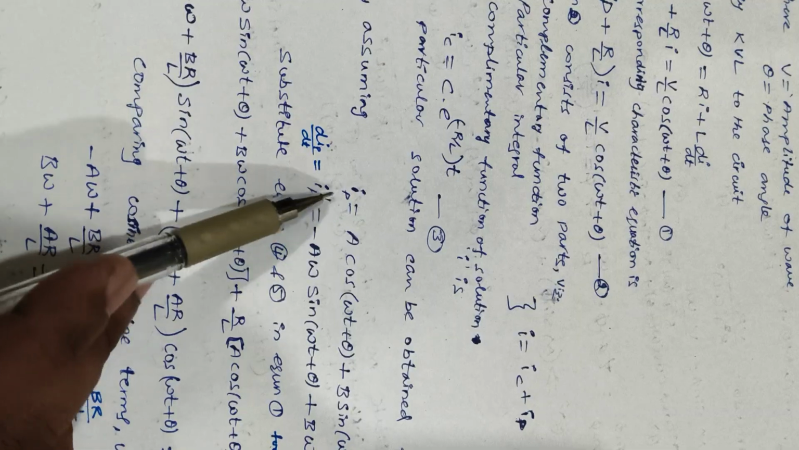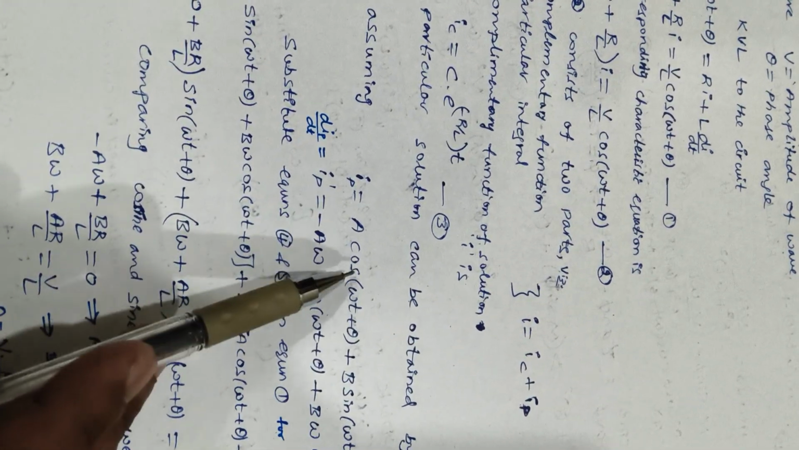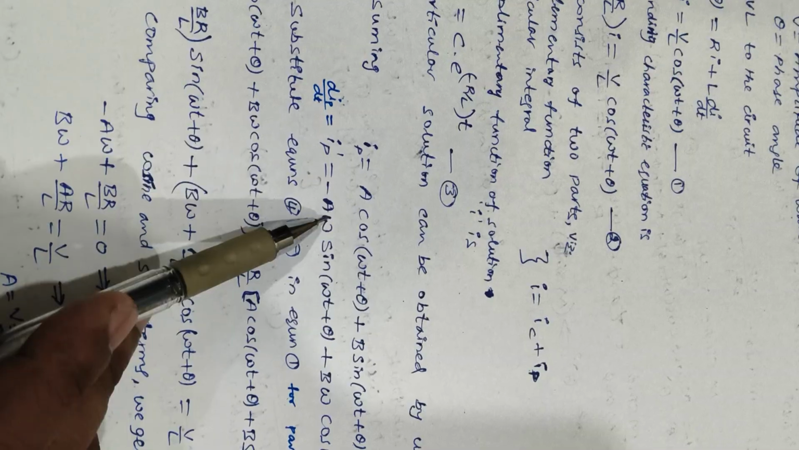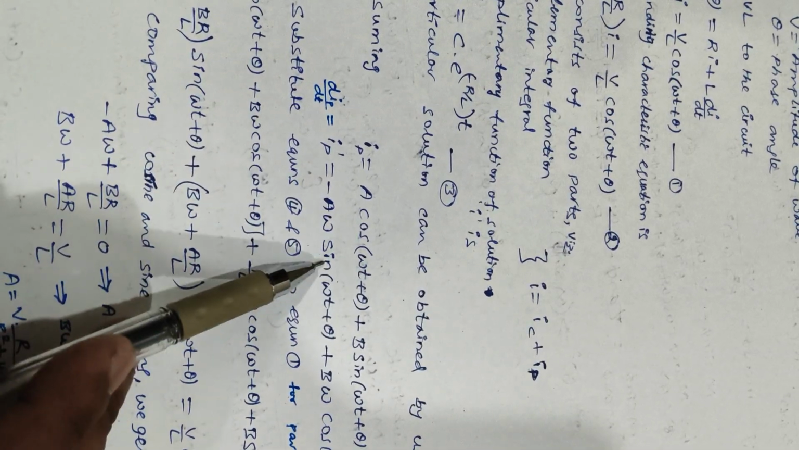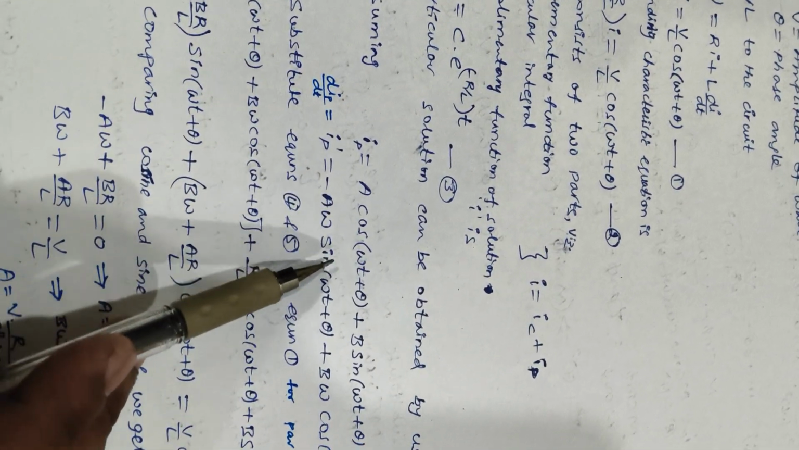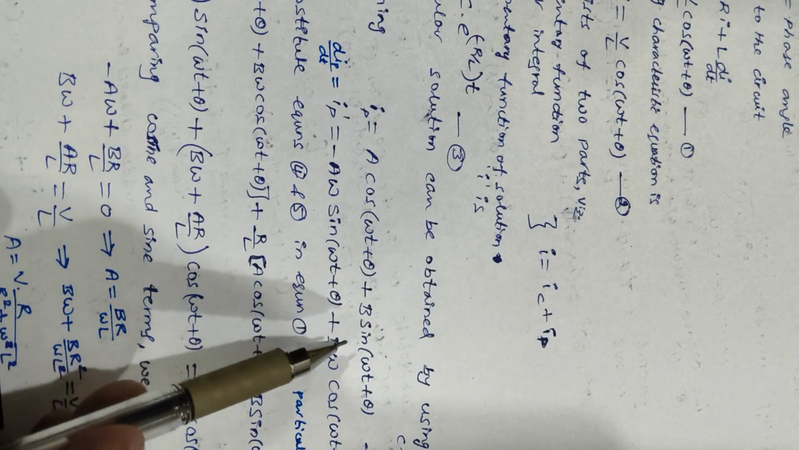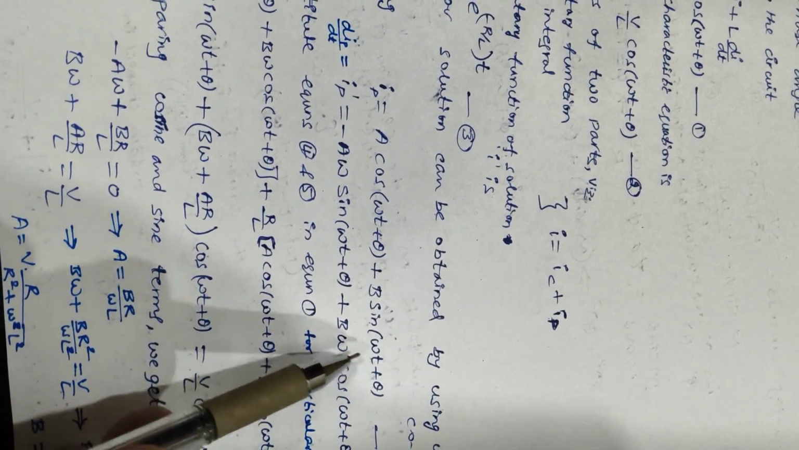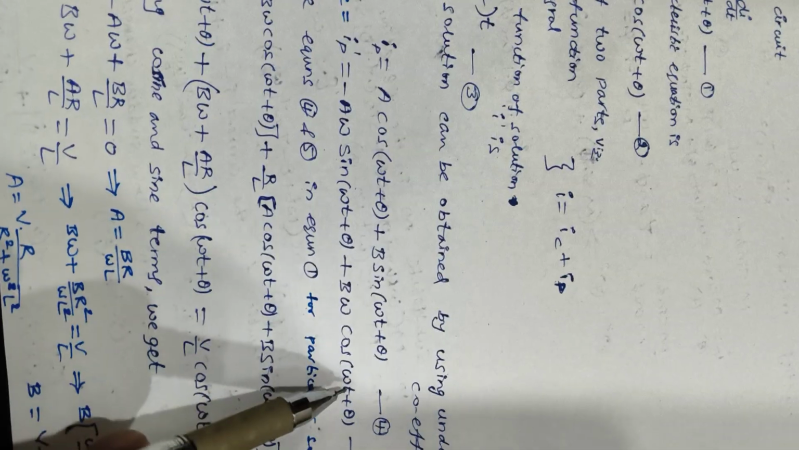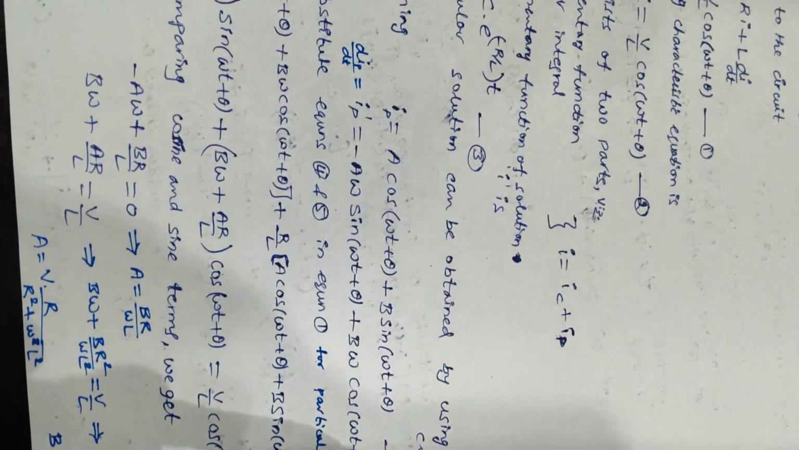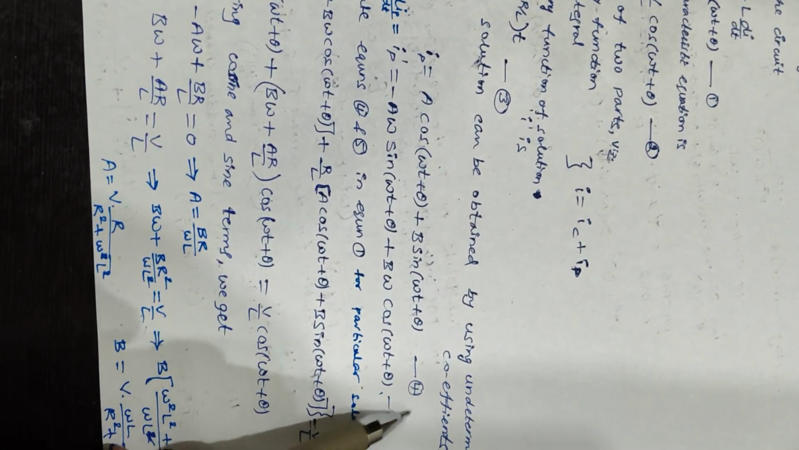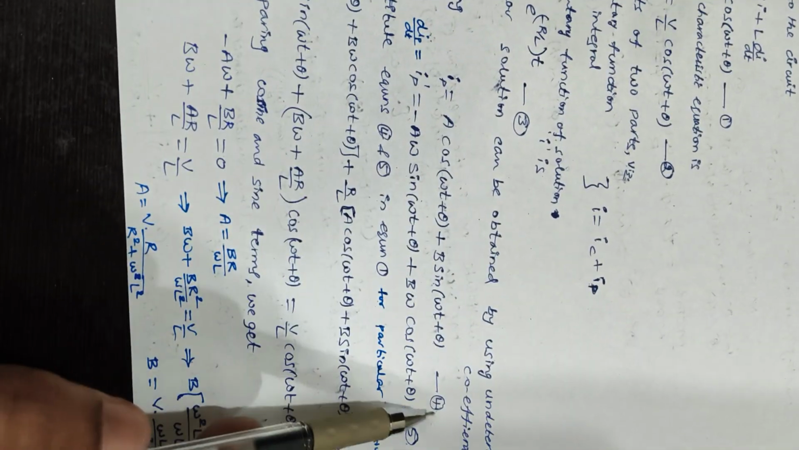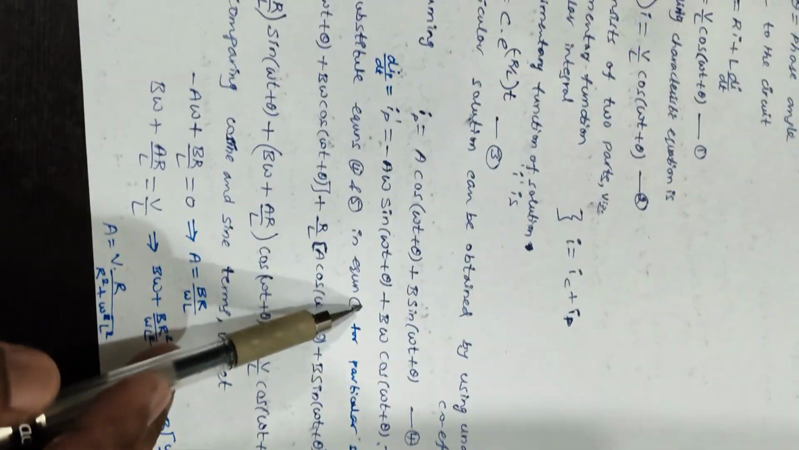di_p/dt, which is i_p dash, is obtained by differentiating. The coefficient of t comes outside, and cos becomes sine: minus ω times sin(ωt + θ). The differentiation of sine is cos, and again the coefficient comes outside: B ω cos(ωt + θ). So this is the fourth equation and the fifth equation. Substitute these fourth and fifth equations in equation 1.